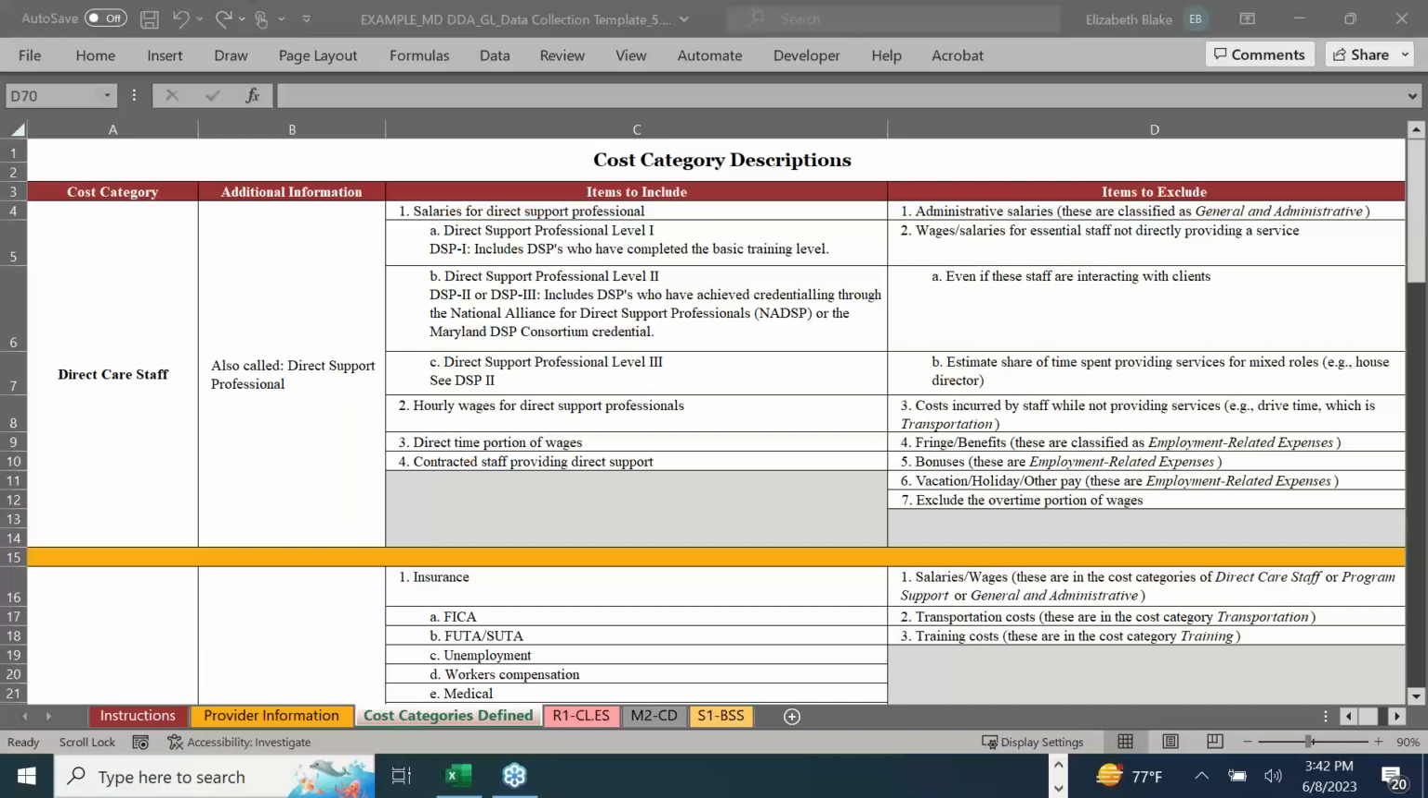Okay, great, thank you. Another question for Hilltop team. We pay premiums to DSPs working in certain houses, not all houses. This premium is an add-on to the DSP's pay rate when working at certain houses. Is the premium cost shown with employment-related expenses or the direct care staff category? So the premium should be included in the ERE, employment-related expenses.